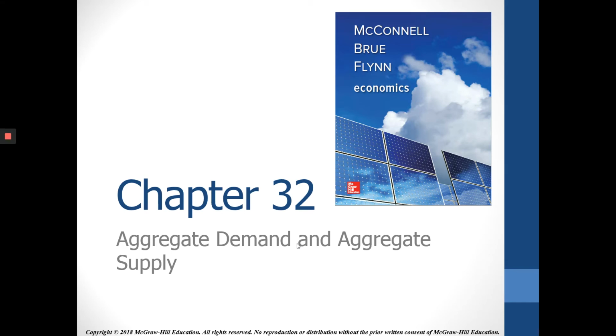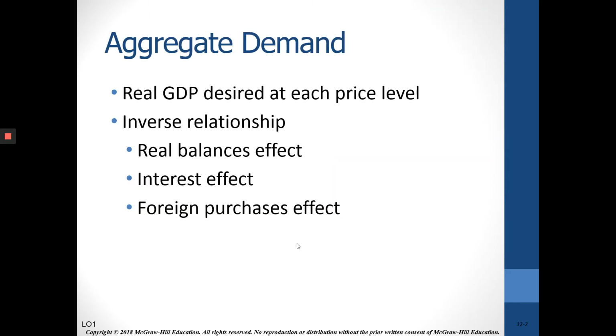Take a look at Chapter 32, Aggregate Supply and Aggregate Demand. If I can advance the slide here. Aggregate demand is total expenditures in an economy, all the expenditures, total demand. Aggregate supply is total production, all the production.